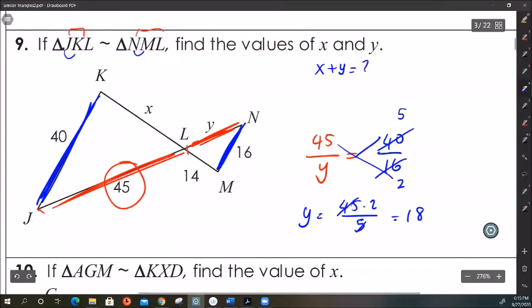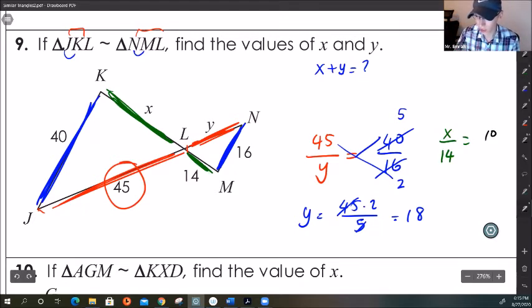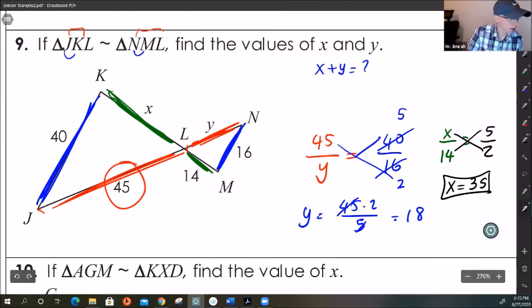Then I'm going to write down the other ratio here. So x to 14, and I'll make that equal to the same scale factor. It's 40 to 16, which is 5 over 2. Cross multiply this. So 2x is equal to 70, x is equal to 35. Awesome. Good job, Jaron, Yifan, and James.